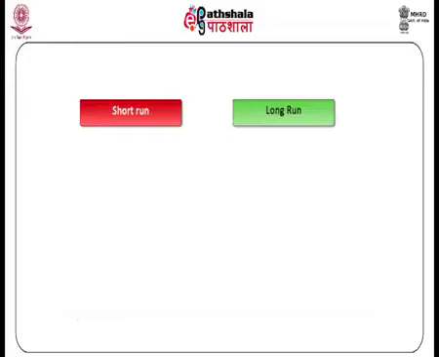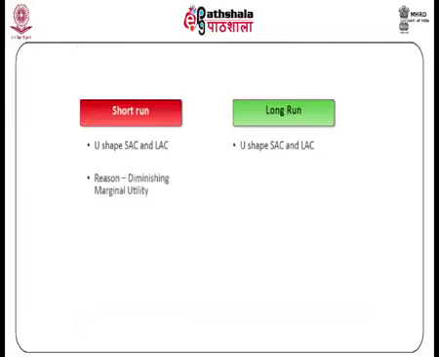Let us compare cost curves in both the short run and long run. In both the periods, the SAC and LAC curves are U-shaped with different reasons. The SAC declines first but eventually rises because of the law of diminishing marginal utility. But in the long run, as output expands from a very low level, increasing returns to scale causes the LAC curve to decline initially, become constant because of constant returns to scale, and then rise as a result of diminishing returns to scale.